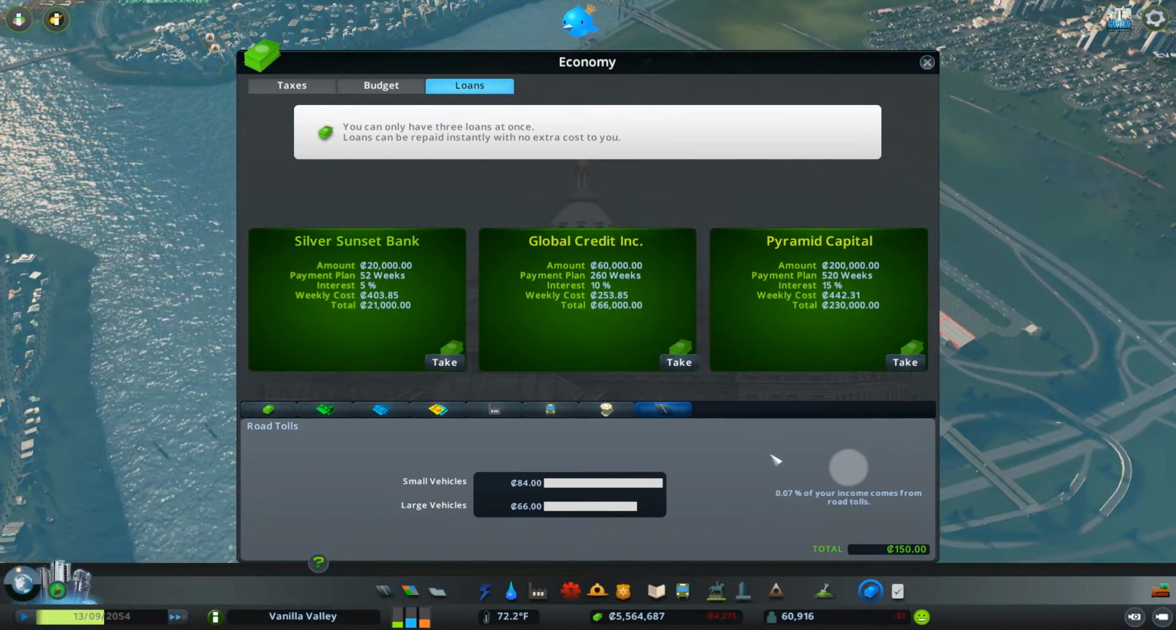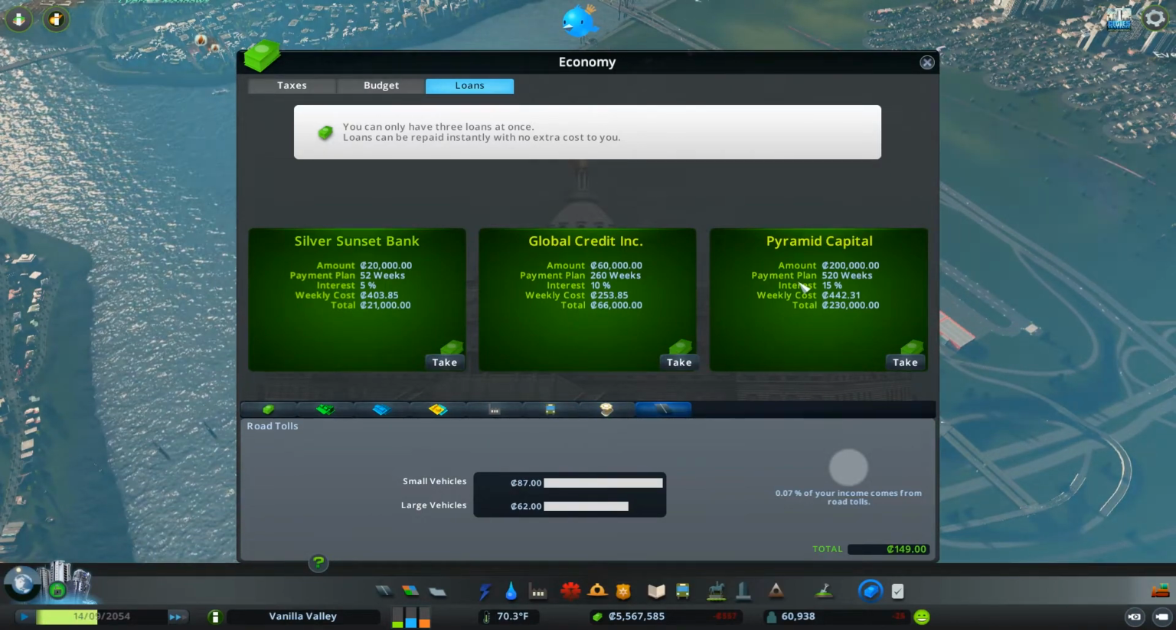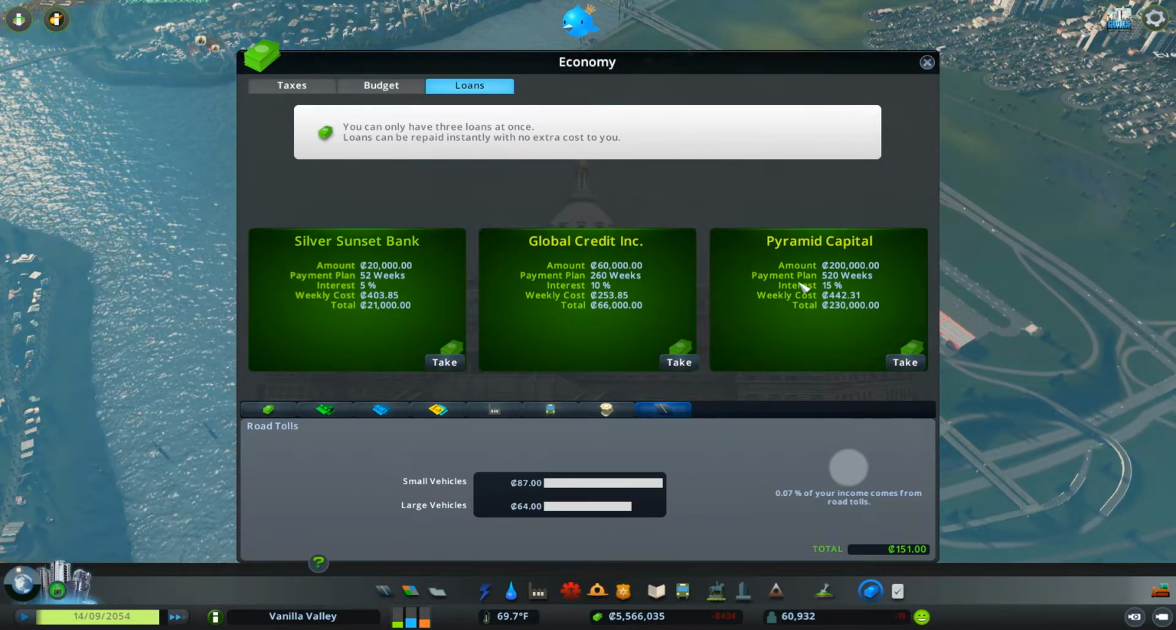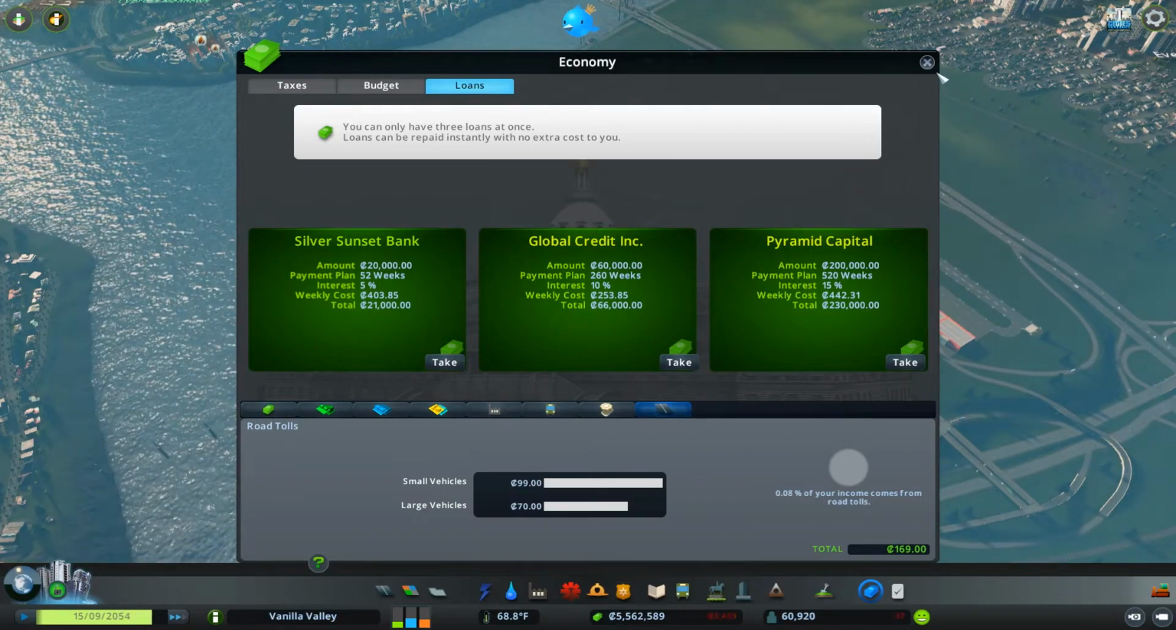But these can also be very helpful early game, or when you have access to them. If you need a service really quickly, but you don't have enough money for it, take out a loan, pop down the services. That will make the citizens happy, and you'll make that money back in no time.